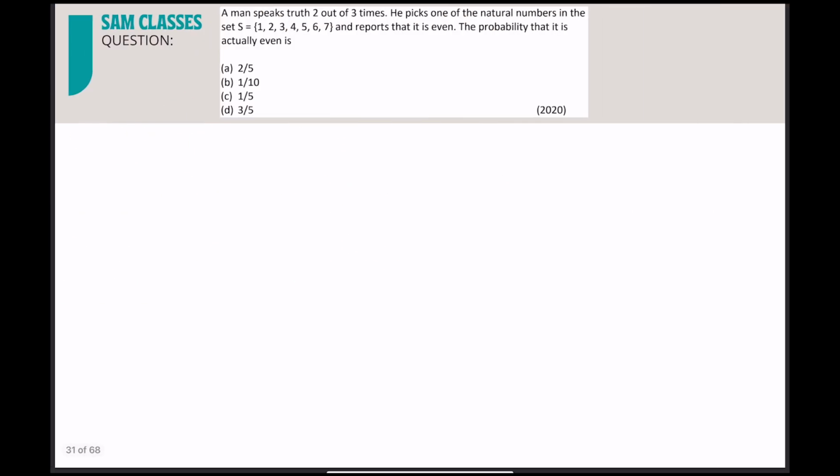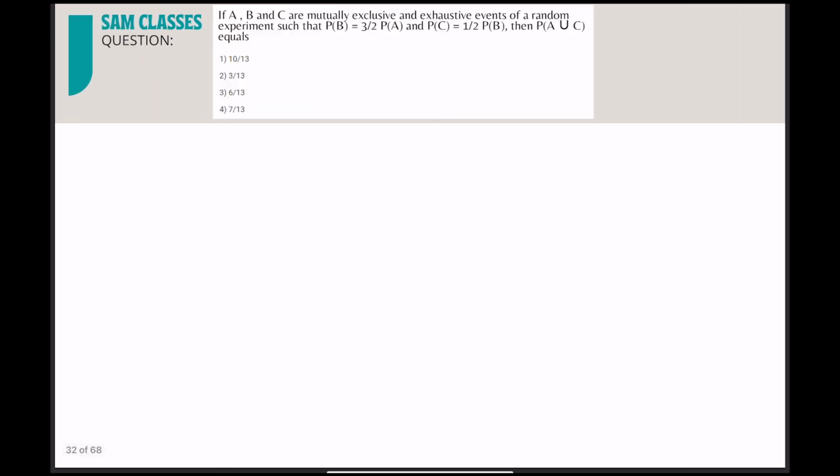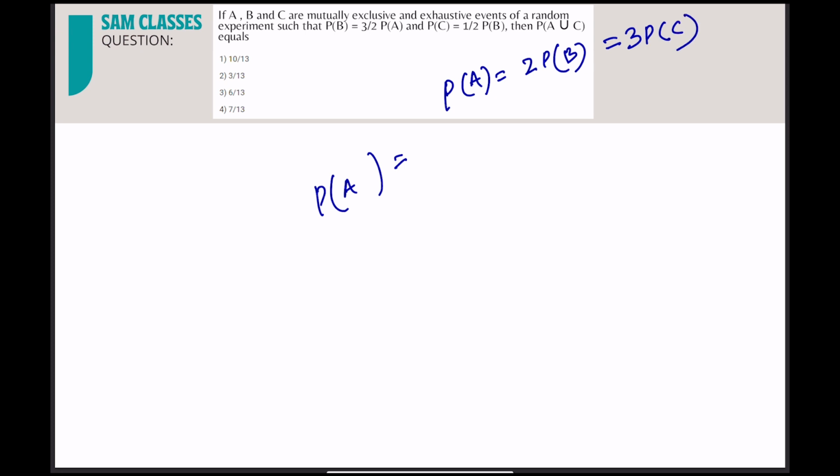Now next, this one we have already done, that man problem. Back you can just go through. Now the last question. So what is it given? P of A is equal to 2 times of P of B, and that is equal to 3 times of P of C, correct? Now what do you do? Take this whole thing as K. So P of A will be equal to K, P of B will be equal to K by 2, and P of C will be equal to K by 3.